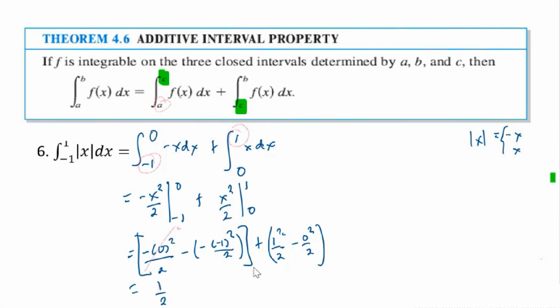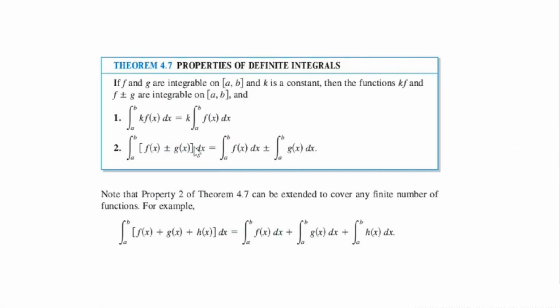Now this one, simplify. 1 squared is 1. So 1 over 2 is 1 half. And 0 squared over 2 is 0. So we have now another 1 half for the second term. 1 half plus 1 half is equal to 1. So that is now the value of when we integrate the absolute value of x dx from negative 1 to 1.